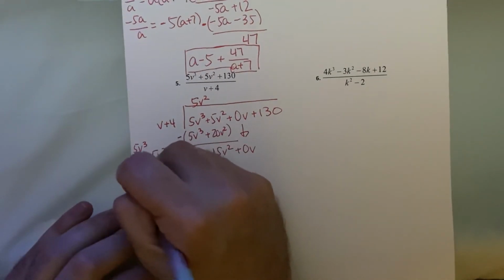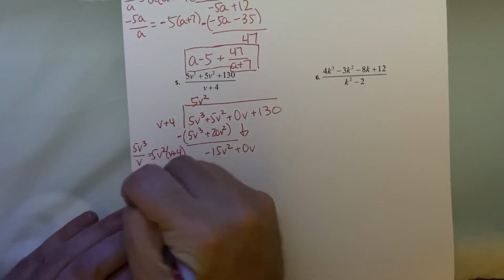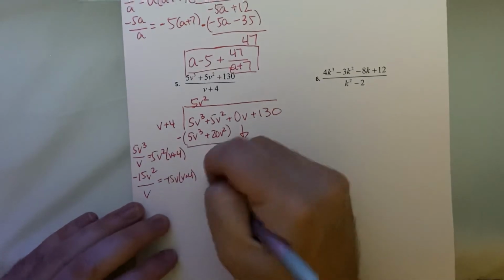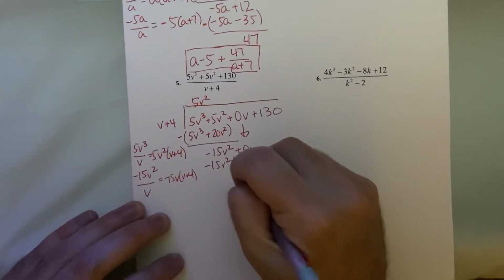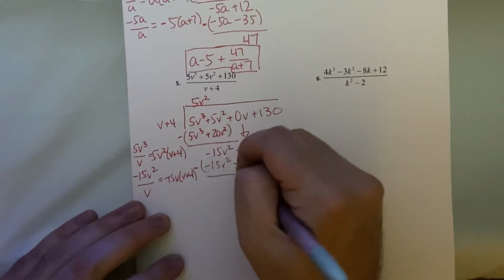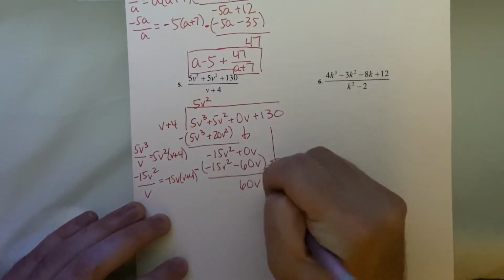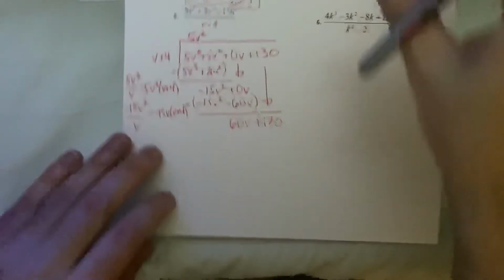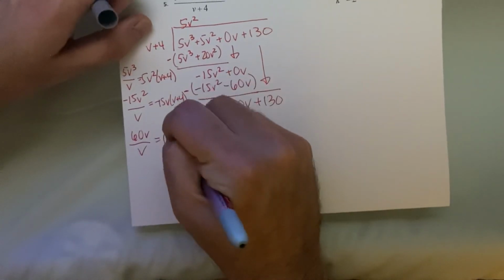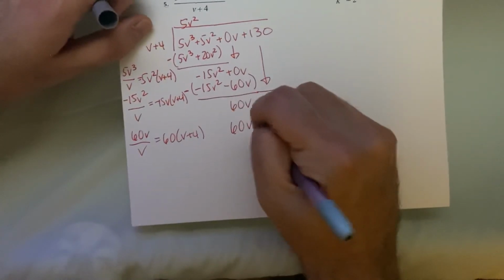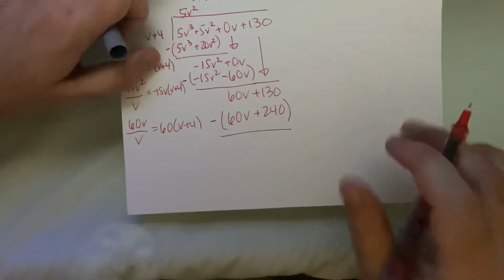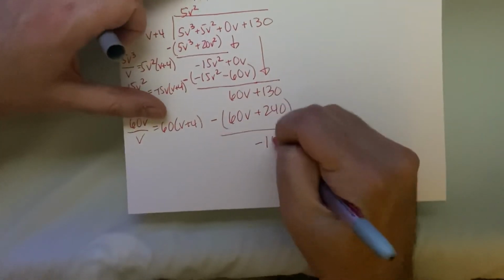Now we have a negative 15v squared divided by v. It's negative 15v times v plus 4. That's negative 15v squared minus 60v, getting subtracted off. Minus a negative is really a positive 60v. Bring down the plus 130. Finally, 60v divided by v is 60, times the v plus 4 is 60v plus 240. Subtract it off. Again, cancels. The first term always cancels if you're doing it right. 130 minus 240 is negative 110.